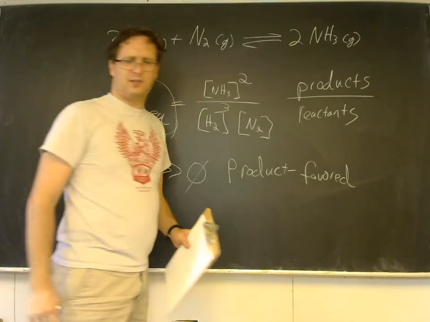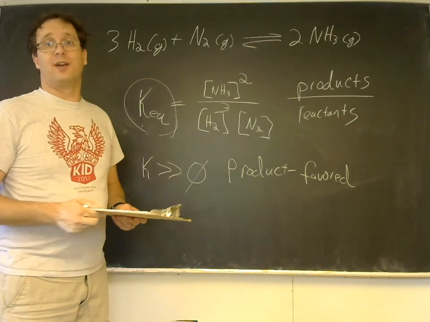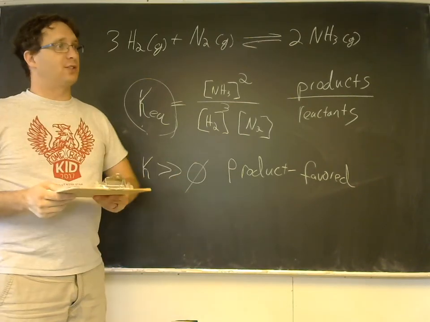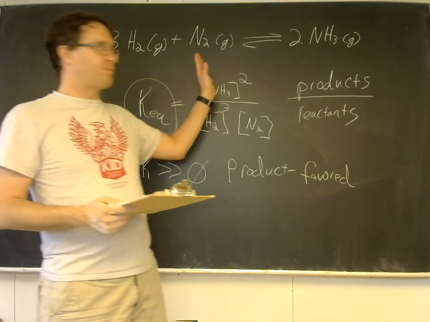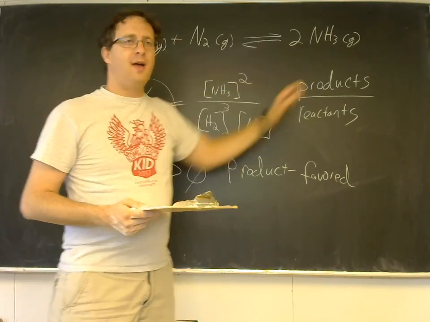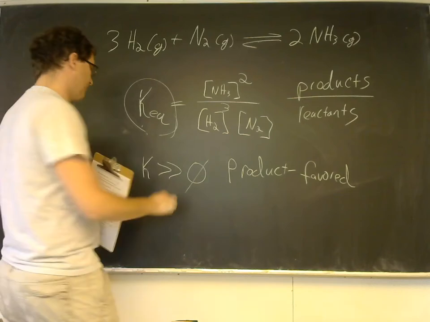Okay, and I don't need to do any math. I can't tell you exactly what the equilibrium concentrations are, but just at a glance, if K is much larger than 0, then I can tell you that it's pretty much mostly going to be product, and there will just be some trace amounts of reactant left over.